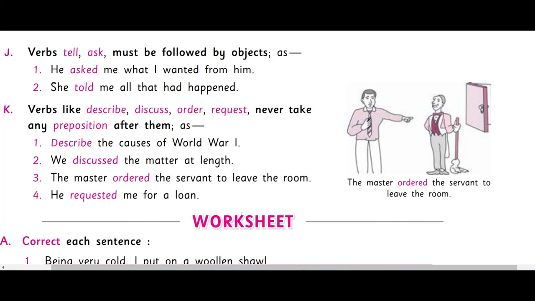Verbs like describe, discuss, order, and request never take any preposition after them. Describe the causes of the world war. Describe about the causes of the world war is wrong. Discussed about the matter is wrong. We discussed the matter at length. The master ordered the servant to leave the room. He requested me for a loan. These are always followed by an object, and not by any preposition after them.